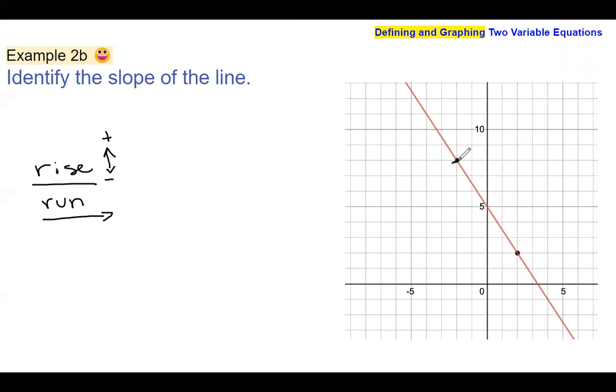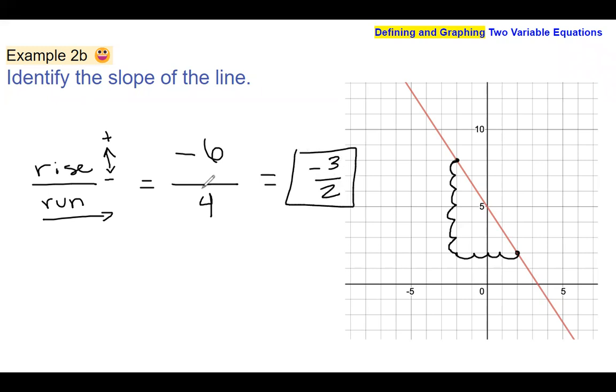From here, I go down 1, 2, 3, 4, 5, and 6. So my rise is -6. How many spaces do I run to my right? 1, 2, 3, and 4. So 4. What is my slope? Let's simplify it. 3 over 2. Raise your hand if you got that.